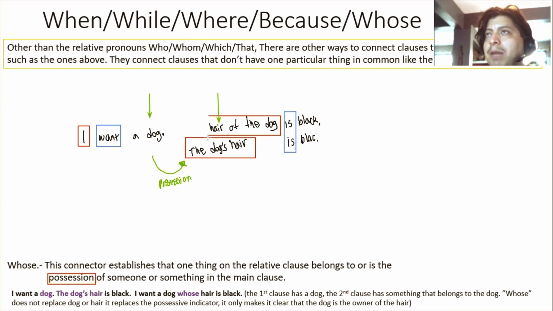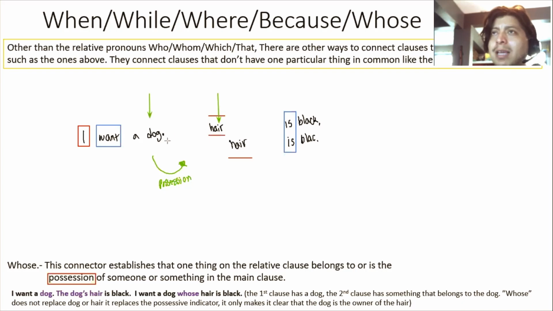Bueno, el pelo está bien, pero le puedo quitar el "of the dog", porque "of the dog" es como el marcador de posesión. Aquí puedo quitarle "the dog's" y nada más dejar "hair". Aquí lo que me importa es el pelo, ¿sí? Pero, ¿de quién es ese pelo? De este perro.